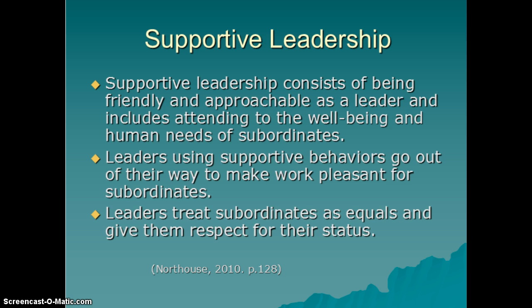Supportive leadership. Supportive leadership consists of being friendly and approachable as a leader and includes attending to the well-being and human needs of the subordinates. Leaders using supportive behaviors go out of their way to make work pleasant for their subordinates. Leaders treat subordinates as equals and give them respect for their status.